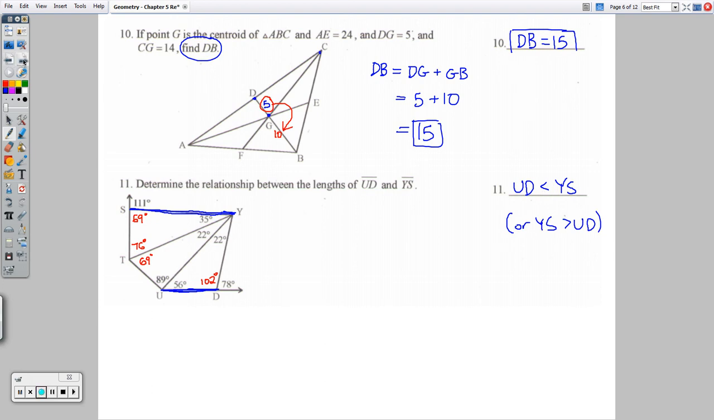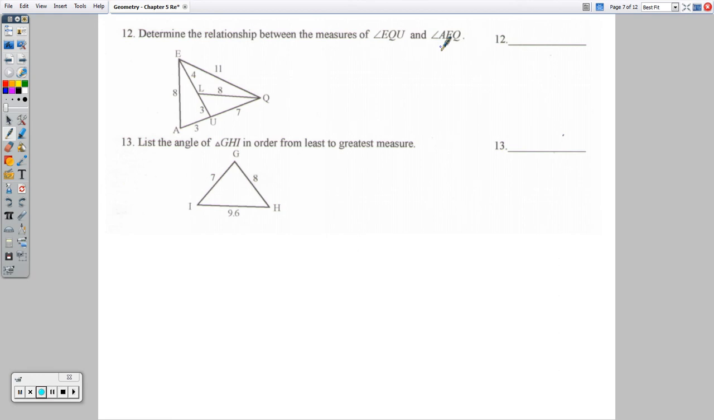Number 12 here, determine the relationship between the measures of EQU and AEQ. So EQU, that is this angle right here. Connect E to Q to U, you get that angle.